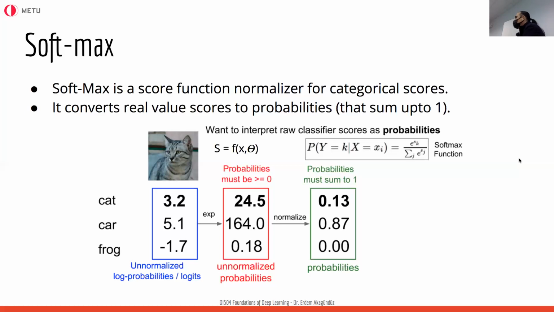Now, about the loss function. Loss function is the distance between your score and what it should be. And for a classification problem, what it should be is some discrete probabilities where the correct category is 1, the others are 0. You calculate the distance.